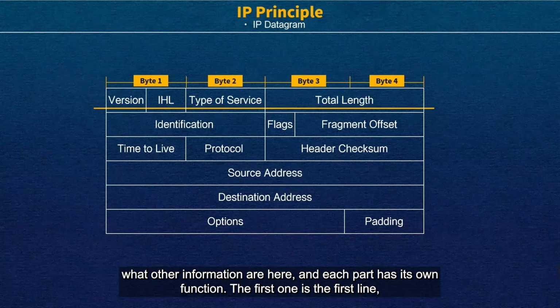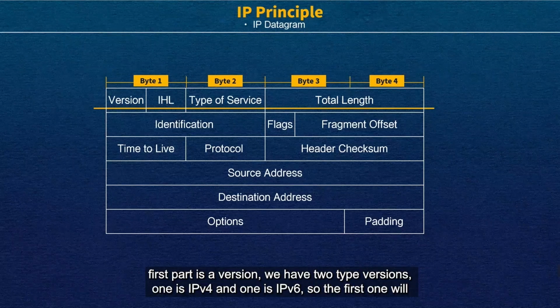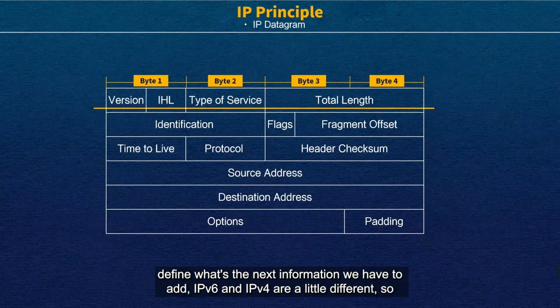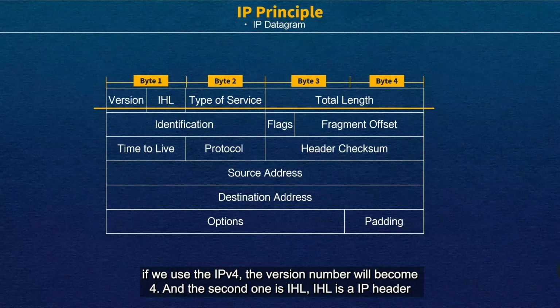The first one is the first line. The first part is the version. We have two types of version: one is IPv4 and one is IPv6. The first field defines what information we have to add next. IPv6 and IPv4 are a little different. So if we use IPv4, the version number will become 4.